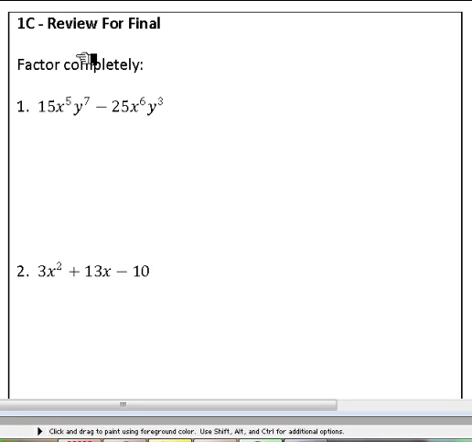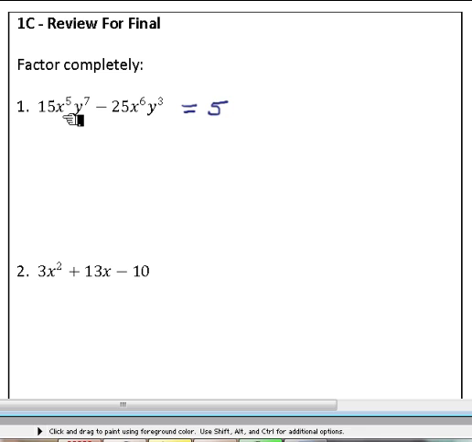Okay, we're continuing with our final exam review, and now we're using template 1C. Okay, so we're up to factoring. In number 1, we can pull out a common factor, so I think that's what we're supposed to do here. We see a common factor of 5 in the coefficients.